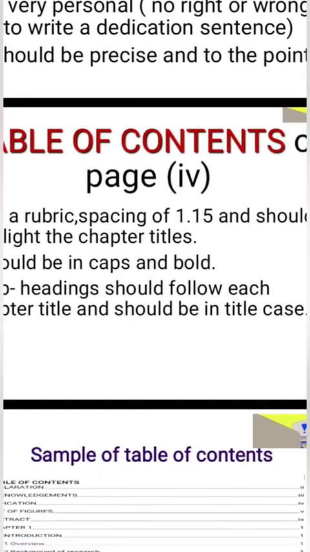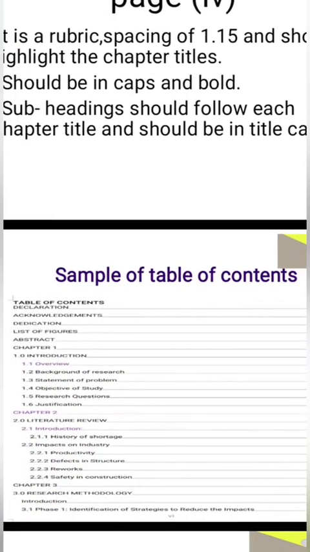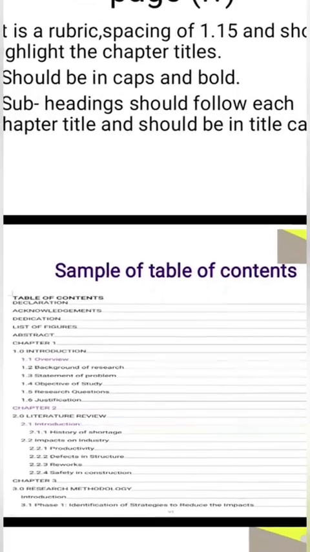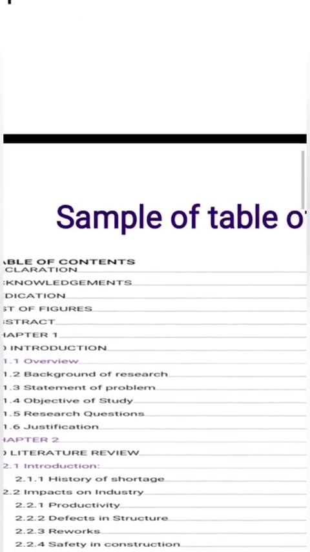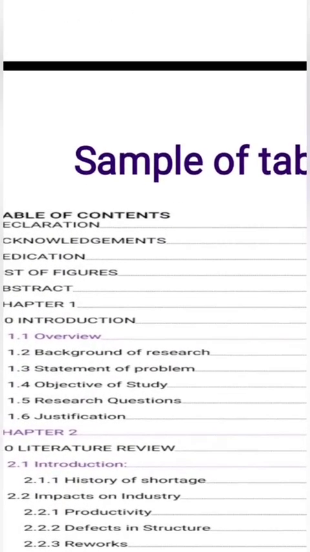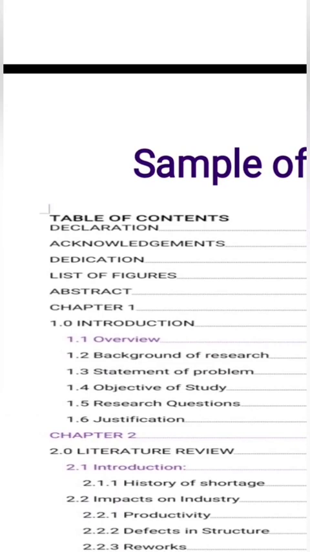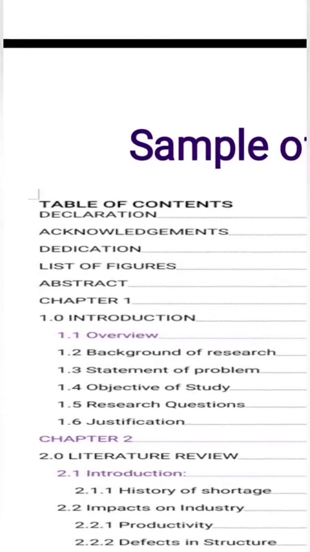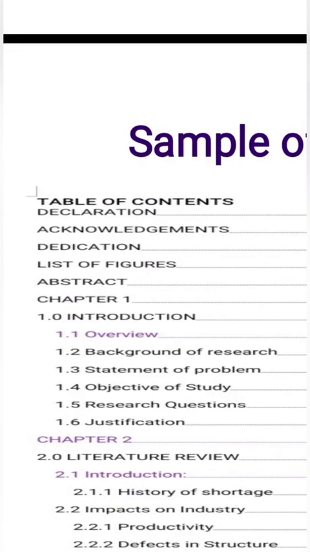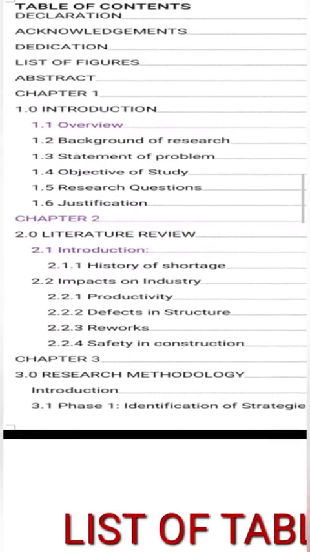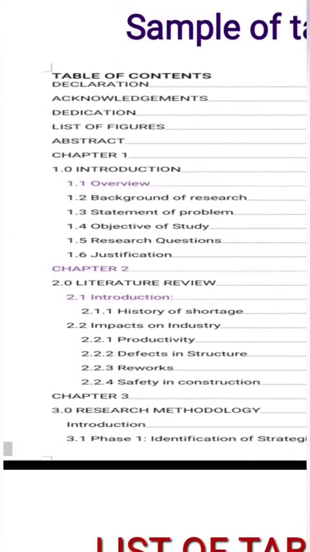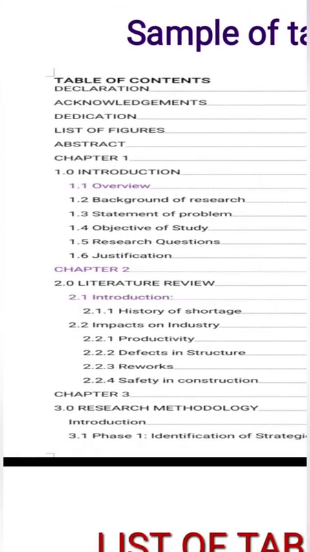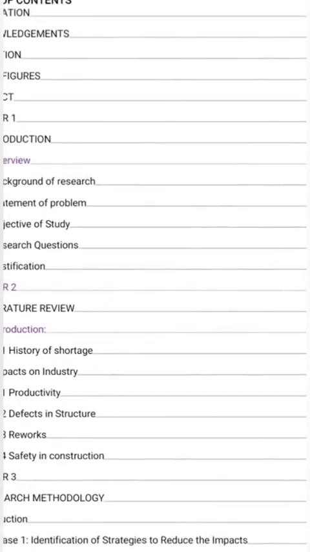Now I've just given out a sample of a table of contents here, just to illustrate how a table of contents can be written. As you can see, we have the table of contents, and then we have the declaration, acknowledgement, dedication, list of figures, abstract, chapter 1. And so as you can see, this is just like a preview of what you are going to work on in your project. What you've done, the whole project, can be summarized in a table of contents as it is seen here.